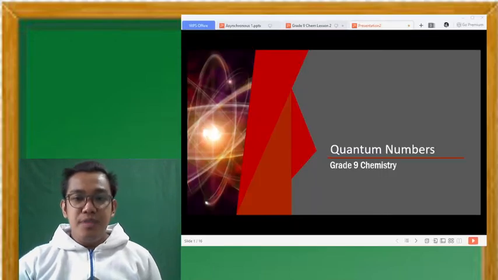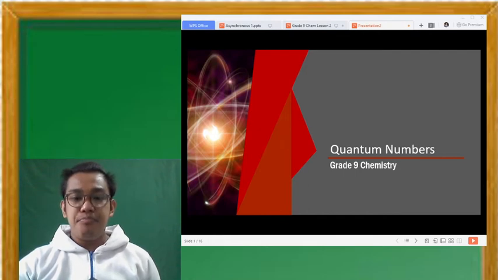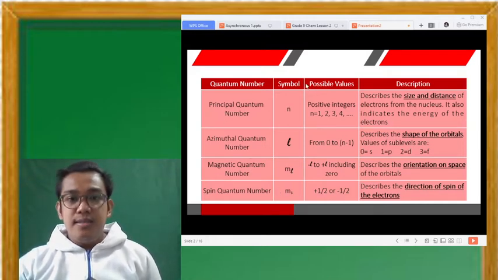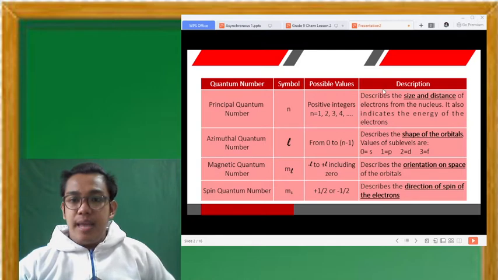So it's nice to hear the motivation song for quantum number. So let us proceed to our discussion about the quantum number. Let us discuss and let us know what the quantum numbers are. So we have here columns. We have quantum numbers, symbols, possible values, and description of each quantum number.